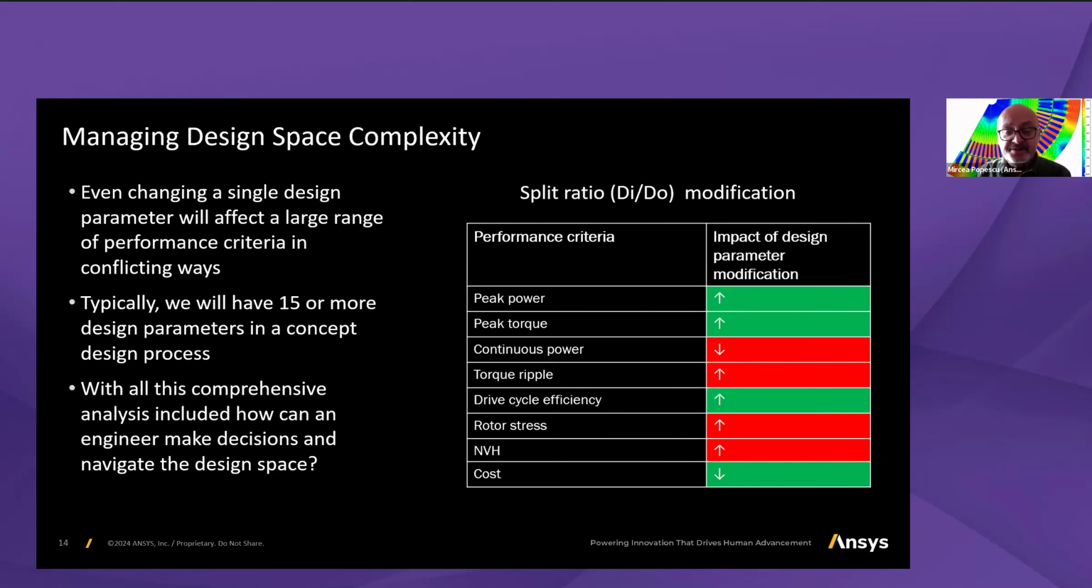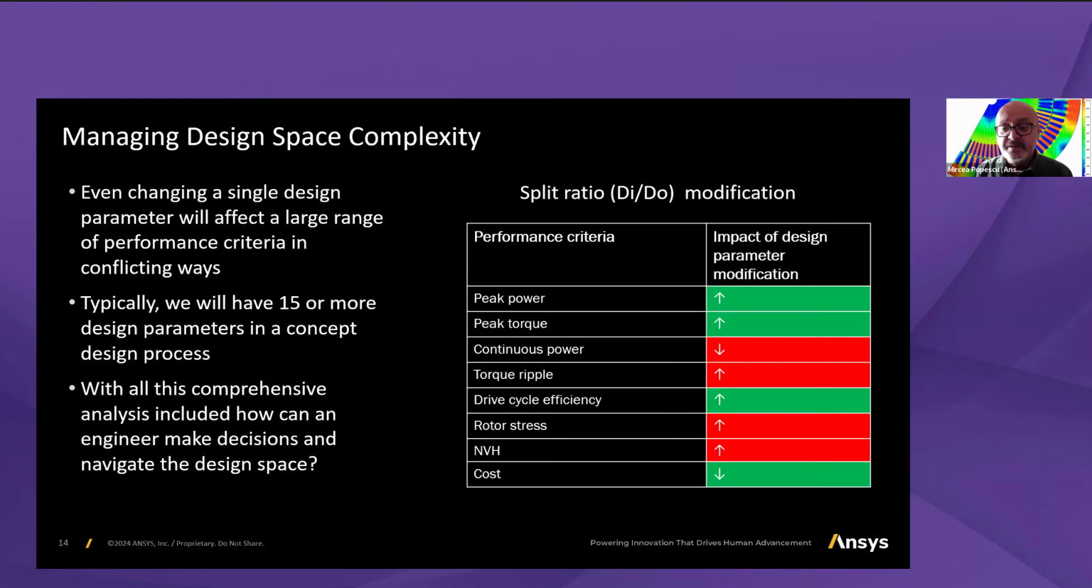It's always complex to design electrical machines, considering even one simple parameter. Here, I give you the example of the split ratio, which is the ratio between the inner diameter of the stator, assuming that it's a configuration with outer stator, inner rotor, over the outer diameter of the stator lamination. And you can see the impact.